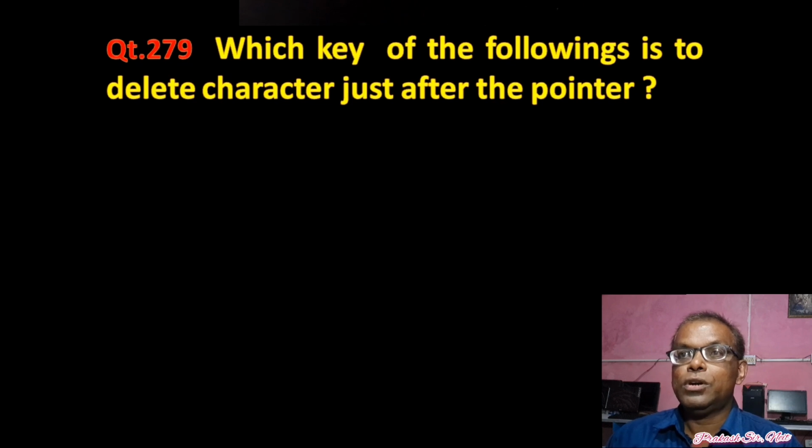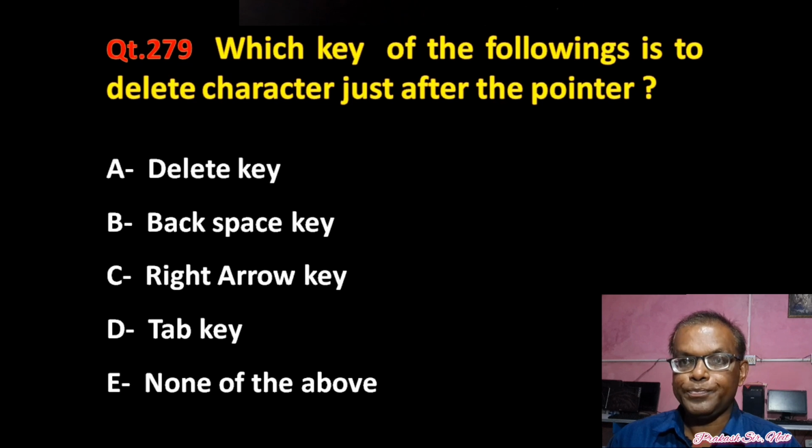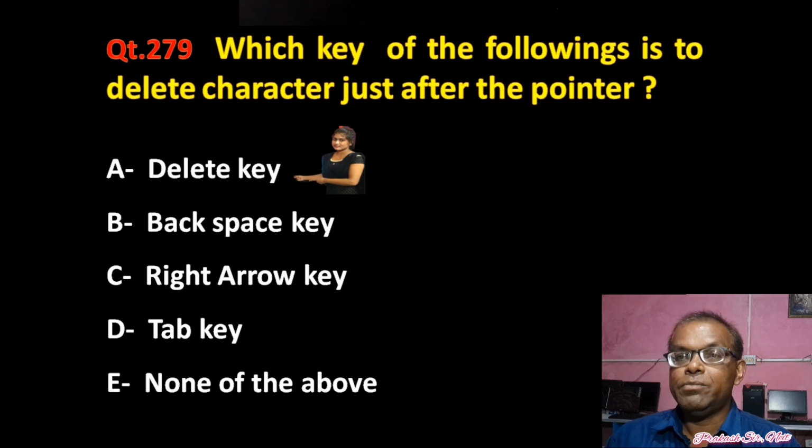Then question number 279 is, which key of the following is used to delete character just after the pointer? In case of working in an editor, there is a character just before the pointer and a character just after the pointer. Then which key is used to delete just after the pointer? The alternatives are delete key, backspace key, right arrow key, tab key, and none of the above. The correct answer is delete key, because the delete key can be used to delete the character just after the pointer.